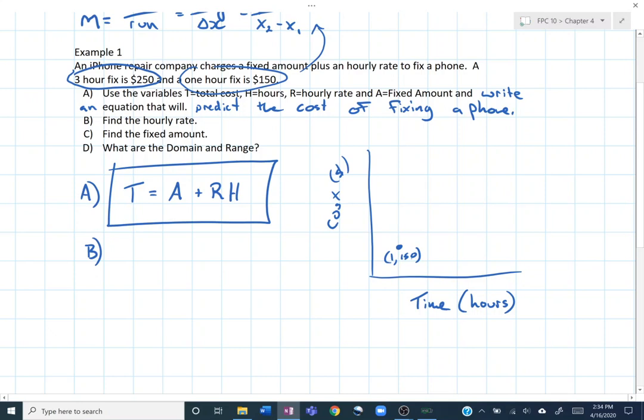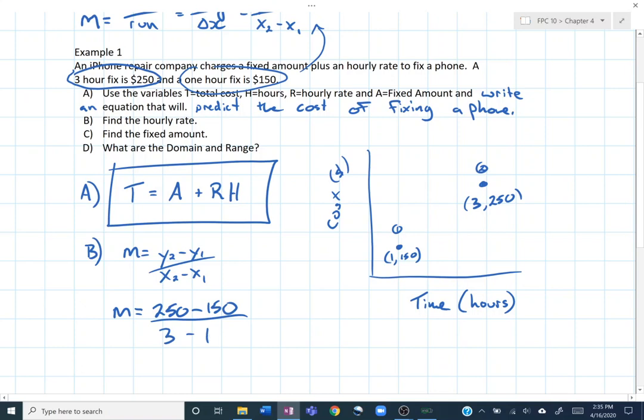And then some later time, 3 hours, it doesn't matter where we put it, but it's going to be higher. So my 3-hour fix is $250. Now I have two pairs. We can call this one 1 and this one 2, and I can use my rate of change formula, y2 minus y1 over x2 minus x1. My slope is then going to be 250 minus 150 divided by 3 minus 1.